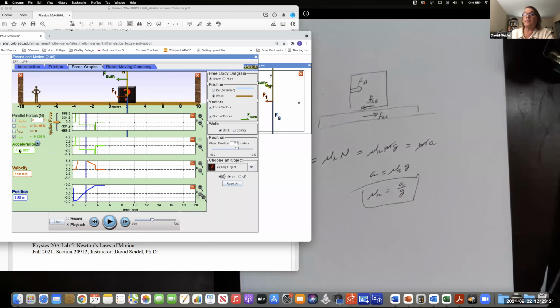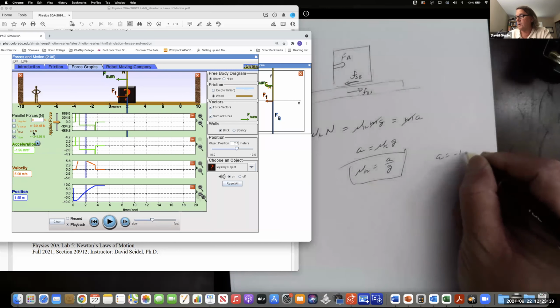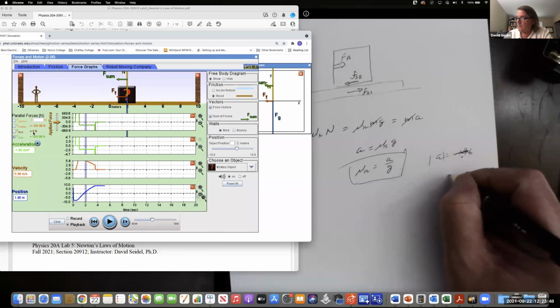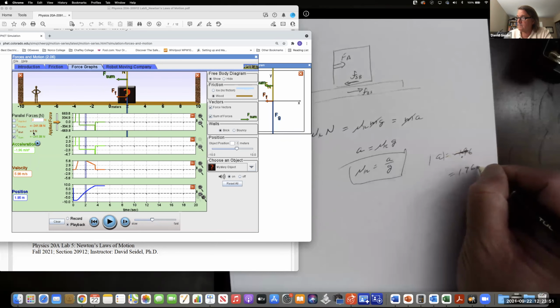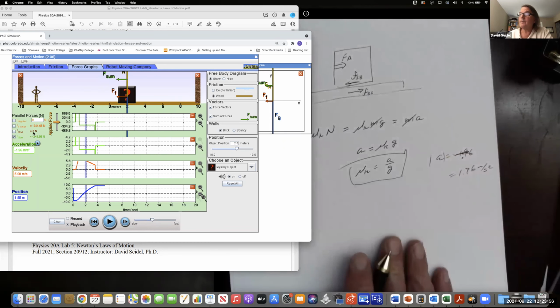Okay, so now I can get the coefficient of kinetic friction quite readily. Now that I have the coefficient of kinetic friction, this also gives you the force, 241. So A was equal to minus 1.96. So the magnitude of A is equal to 1.96 meters per second squared. So I can get mu sub K.